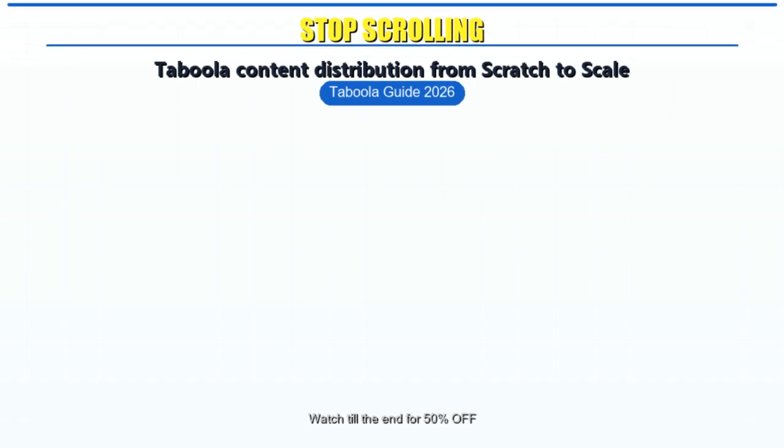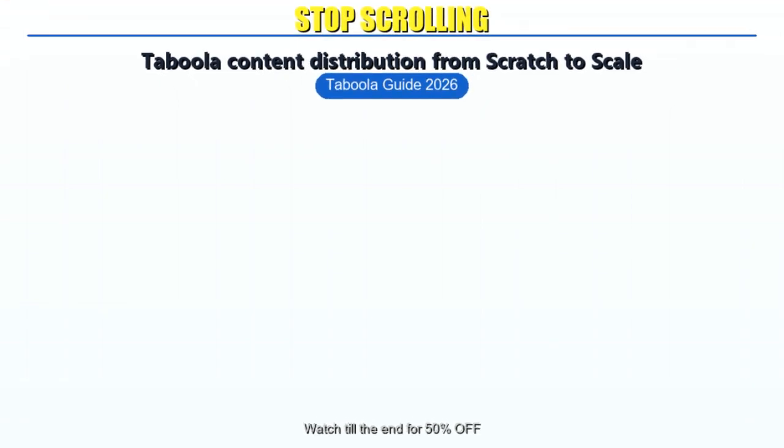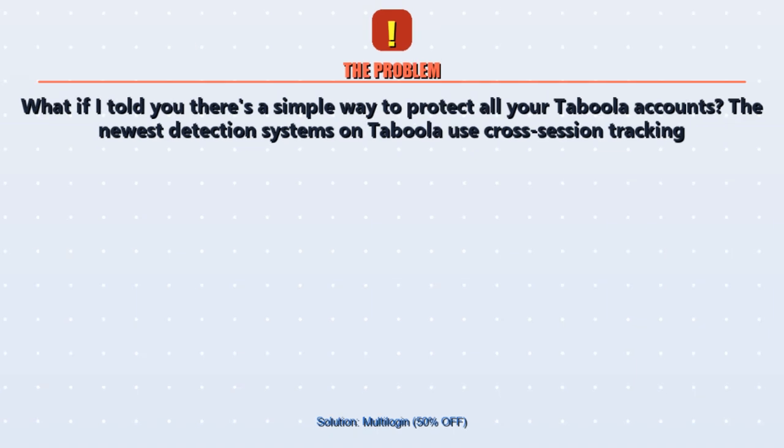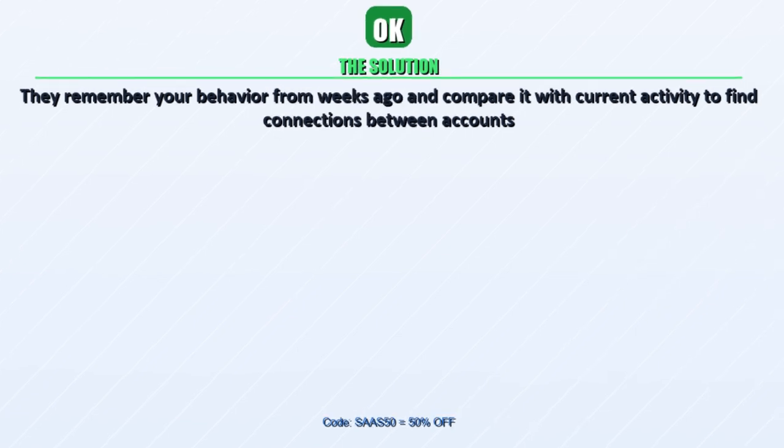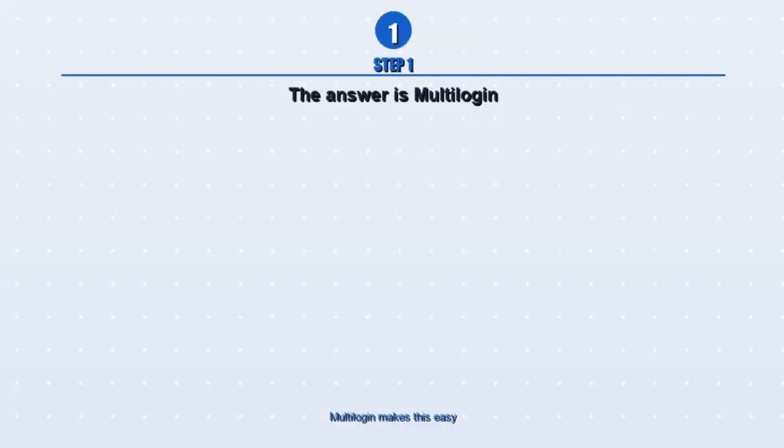What if I told you there's a simple way to protect all your Taboola accounts? The newest detection systems on Taboola use cross-session tracking. They remember your behavior from weeks ago and compare it with current activity to find connections between accounts.